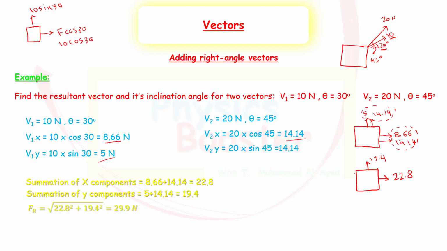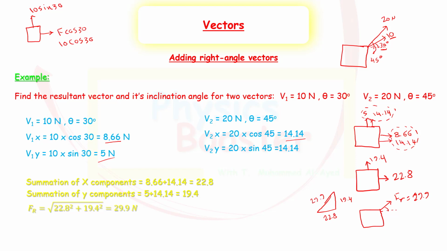So let's graph it one more time. The resultant force, or the resultant vector, is going to be equal to 29.9. But what about the inclination angle? We need the inclination angle. Well, remember, let's draw this triangle right here. Remember that this is equal to 19.4, and this is equal to 22.8, and this is equal to 29.9.